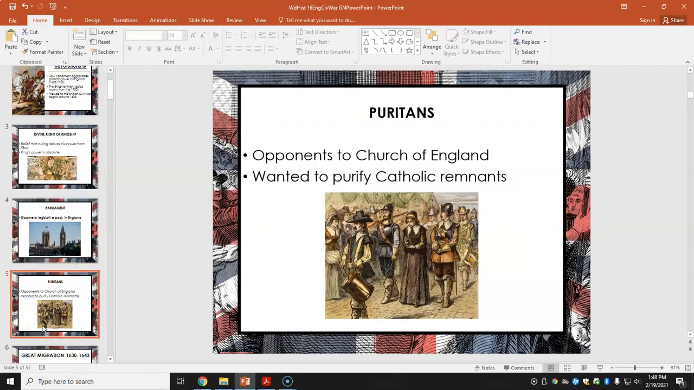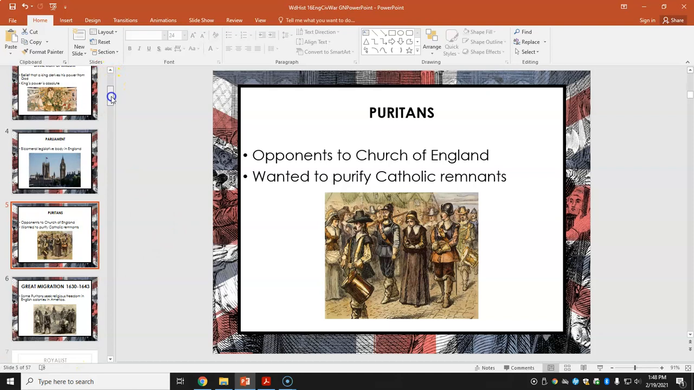Now, we mentioned the Puritans. The Puritans were opponents of the Church of England, and they wanted to purify Catholic remnants. So if you remember, we talked about this big split in the church. Henry VIII got mad that he couldn't divorce his wife, so he leaves. He creates the Church of England, which is separate from the Catholic Church. And now the Puritans are another group of people who are kind of relatives to Protestantism in a way, and they want to purify Catholic remnants, but they also disagree with the Church of England.